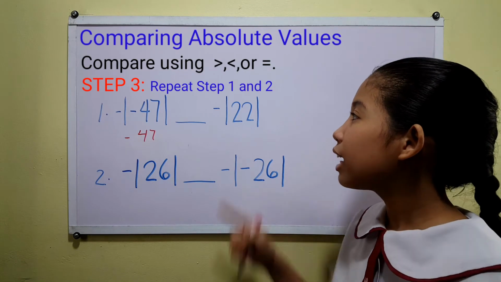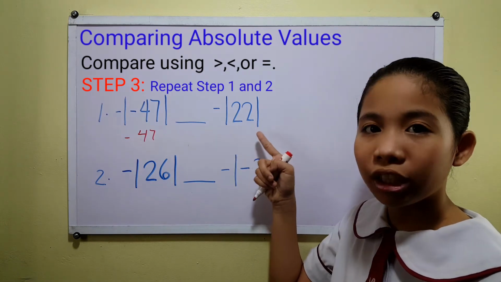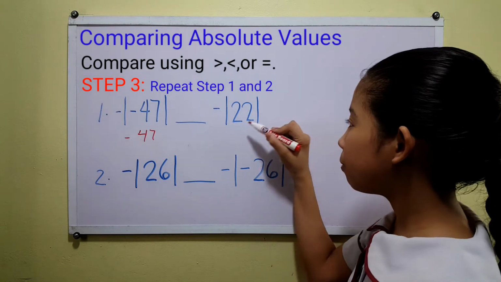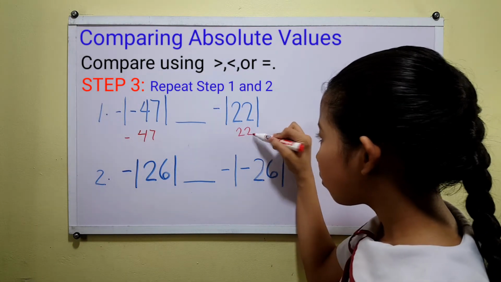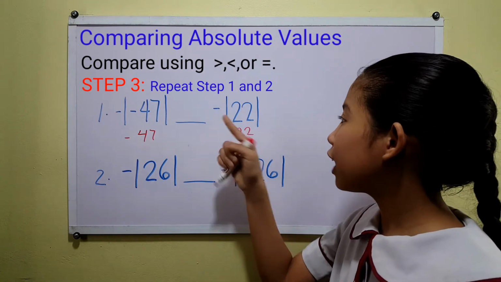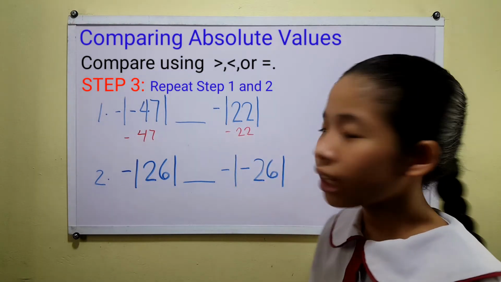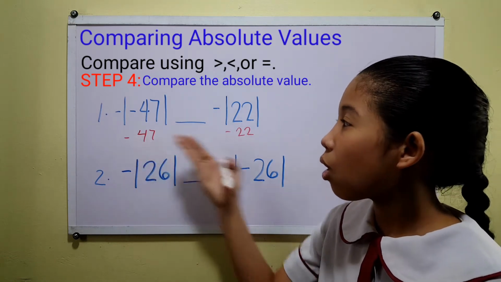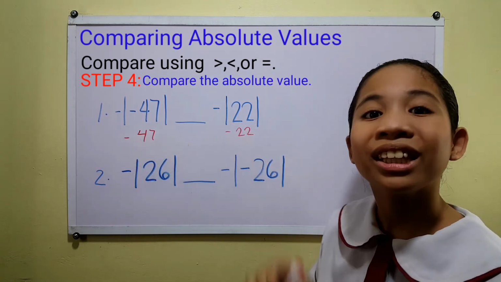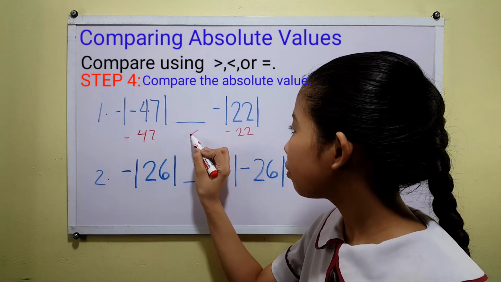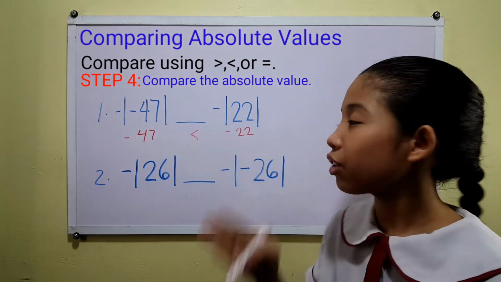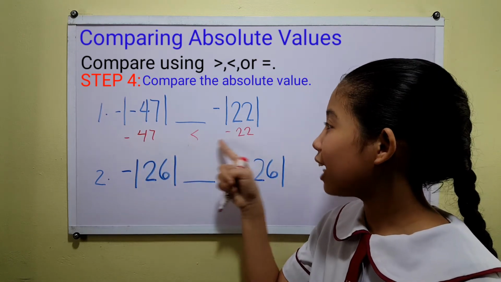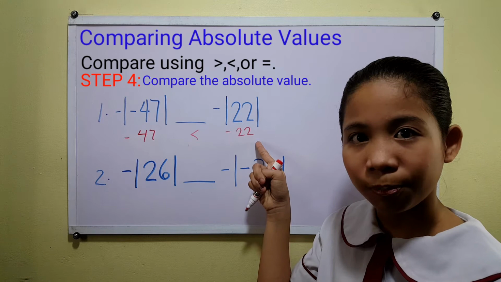Next, we have negative absolute value of 22. The absolute value of 22 is 22. Don't forget to copy the negative sign. Now, let us compare. Which is greater, negative 47 or negative 22? Negative 22. So our answer for this expression is negative 47 is less than negative 22.